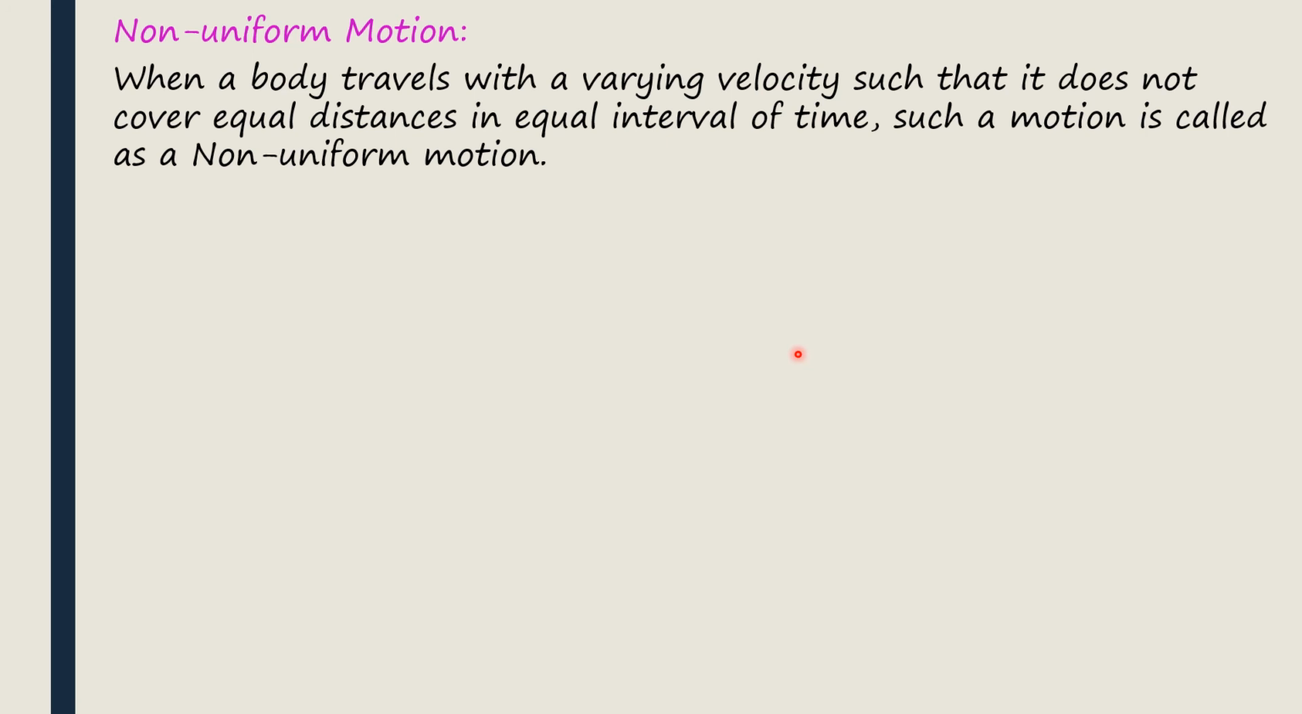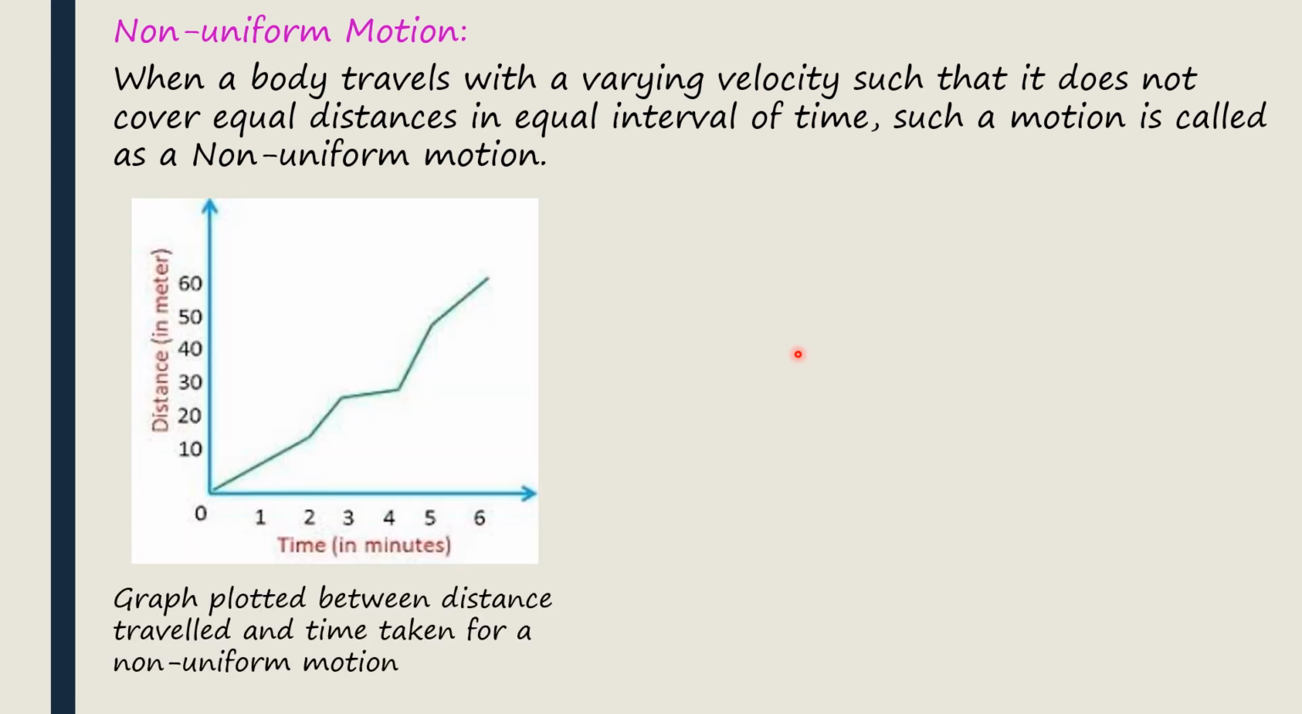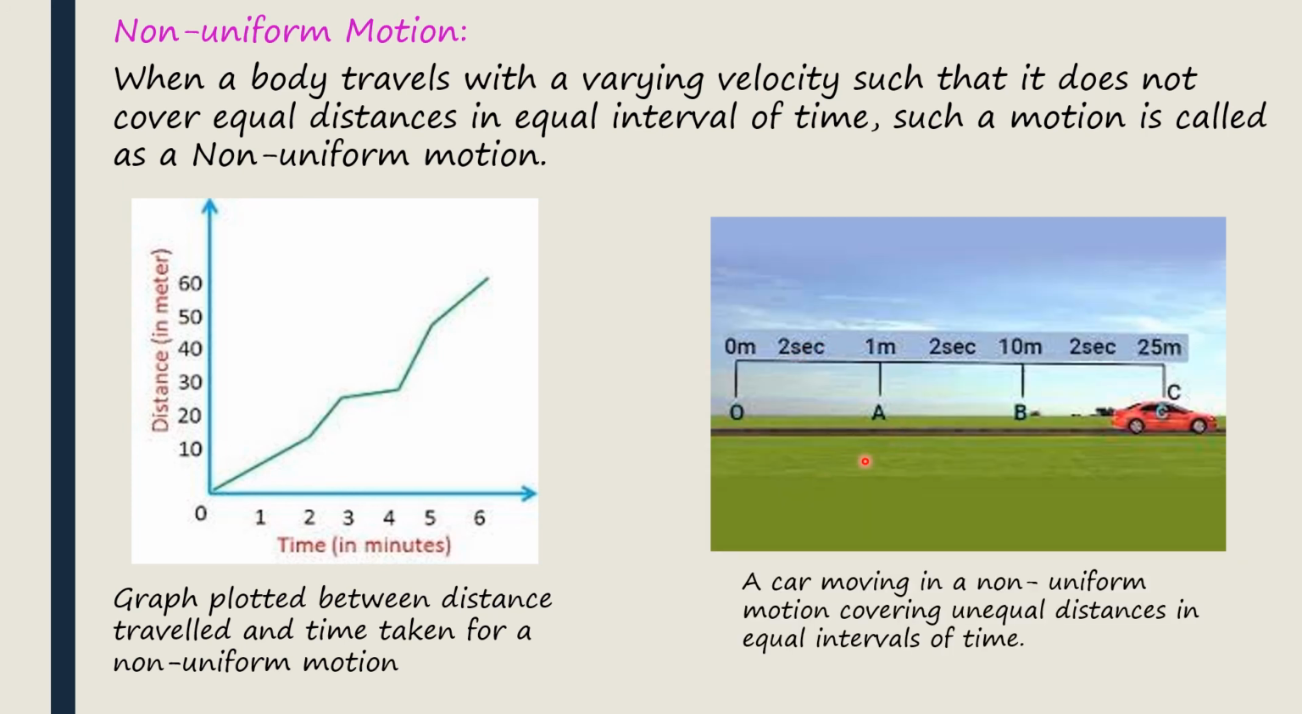non-uniform motion. The graph for non-uniform motion is also not a straight line, it is a curve. Any crooked line is called a curve in mathematics. So the graph plotted between the distance traveled and the time taken for a non-uniform motion is like this. Here the speed also varies, plus it is not traveling equal distances in equal intervals of time.